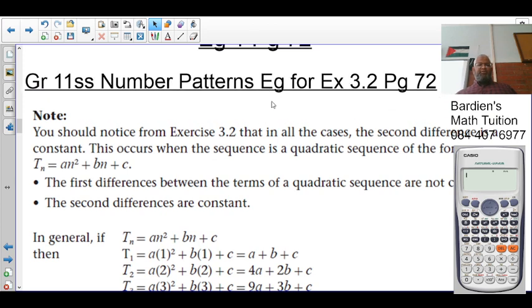So we come to a point where you should notice in exercise 3.2, which was your homework of yesterday, in each case the second difference is constant. The second difference was the same. You all agree with that, no? This occurs when the sequence is a quadratic sequence.